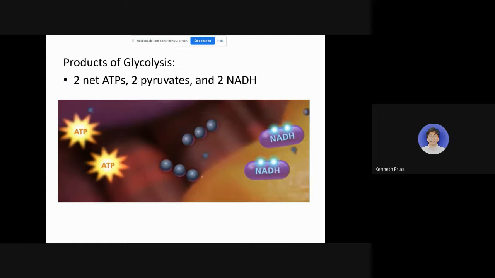So as a result, the products of glycolysis are 2 net ATPs. When you say 2 net ATPs, the 4 that have been produced, you will subtract the 2 ATPs that you have used in splitting glucose, in the energy investment phase. So the 2 that remain are the 2 net ATPs. It will also produce 2 pyruvates, each composed of 3 carbons. So it is important to count the carbons in this process. And 2 NADH. This NADH carries what we call electrons. They are electron carriers.